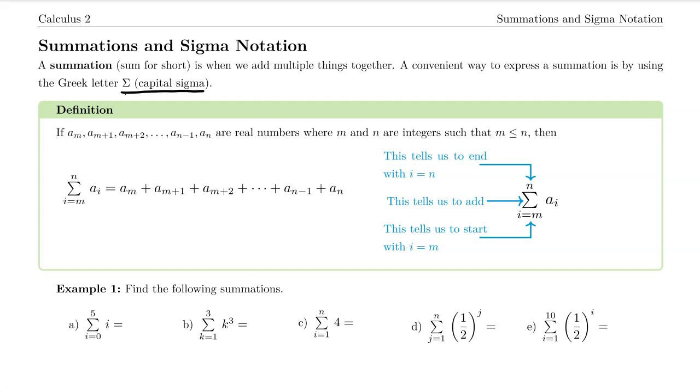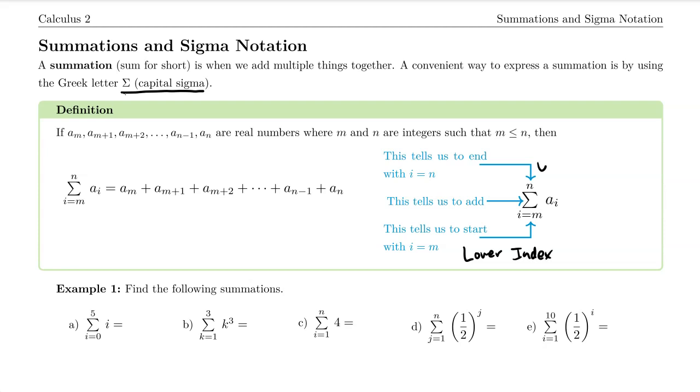Let's define formally a summation. If a sub m, a sub m plus 1, a sub m plus 2, a sub n minus 1, and a sub n are real numbers where m and n are integers such that m is less than or equal to n, then we say that the summation from i equals m to n of a sub i is equal to a sub m plus a sub m plus 1 plus a sub m plus 2 plus ... plus a sub n minus 1 plus a sub n.